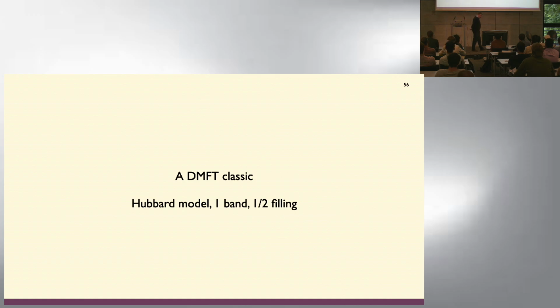So now let's see what the solution of DMFT is for a Hubbard problem, one band at half filling, exactly the model I was mentioning before. I take the DMFT equations and solve them using, for example, the Monte Carlo method that Michel will explain in the next lecture. What is the result?